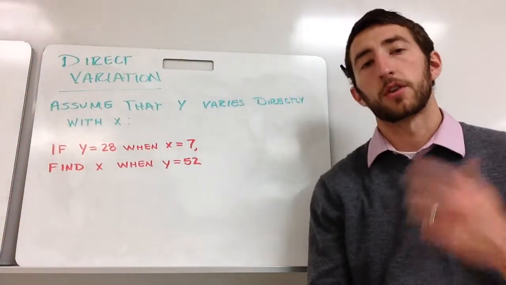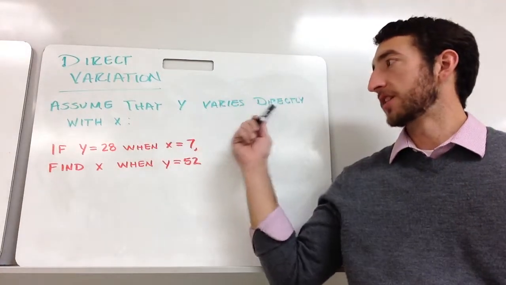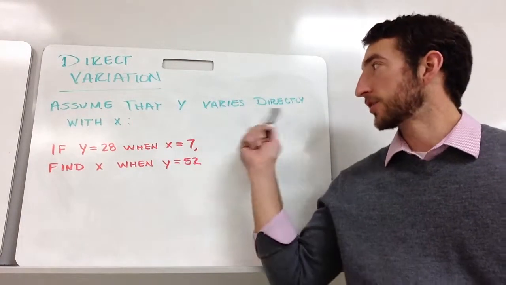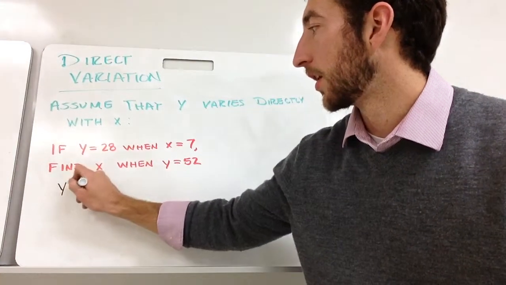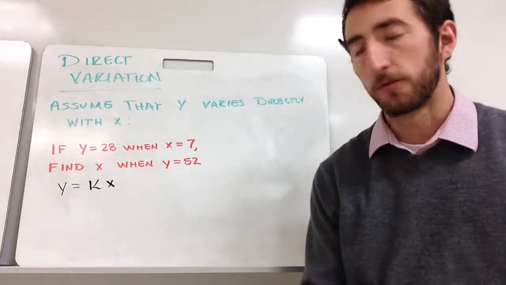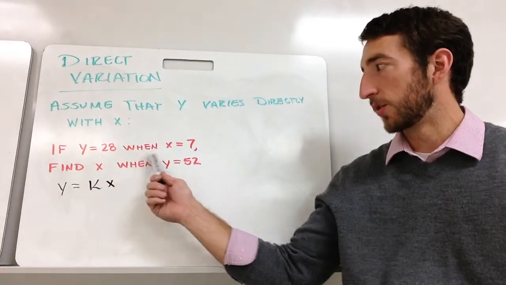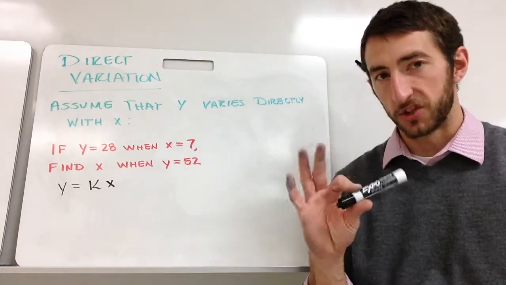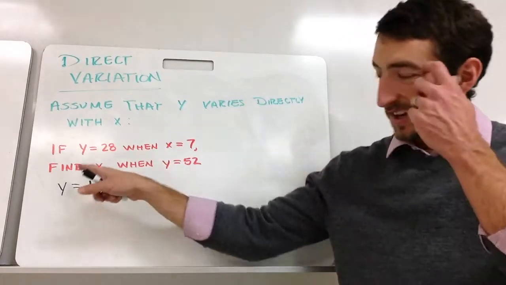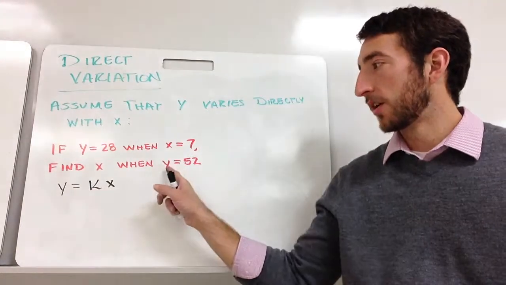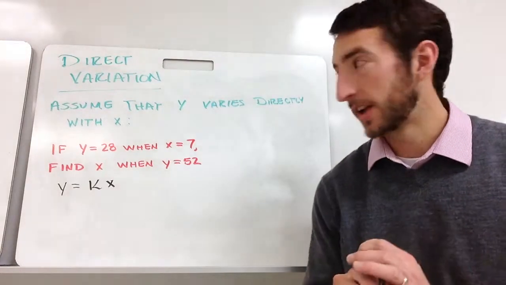Okay, so now we start getting into the trickier ones. So with this, we're going to assume that y varies directly with x. So varies directly, so that means I'm going to use my formula, y equals k times x. So I got my formula. And this is a two-part question. So it's saying if y is equal to 28 when x is equal to 7, that's a relationship that we know. I don't know what k is, so I want to figure out what k is. Then I can use that k to solve for when y is 52, I need to figure out what x is.